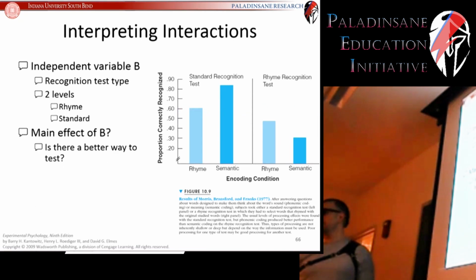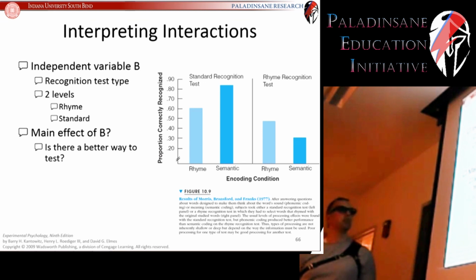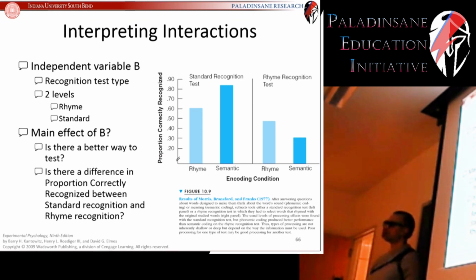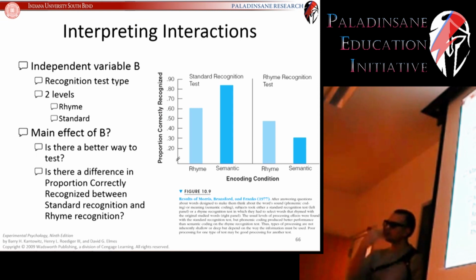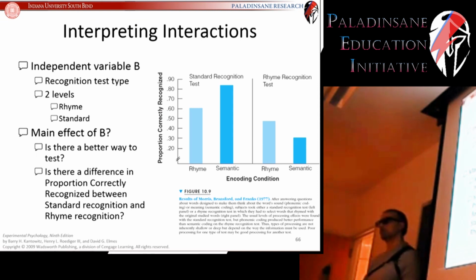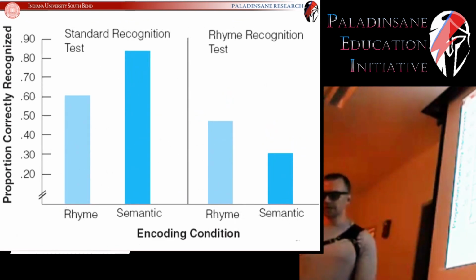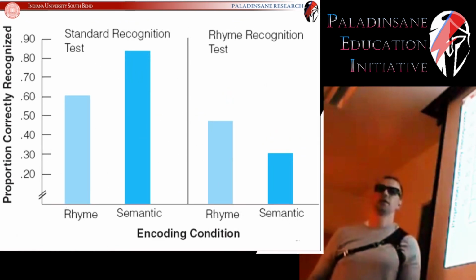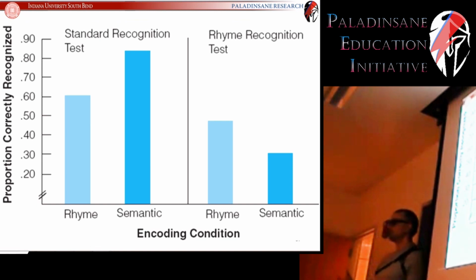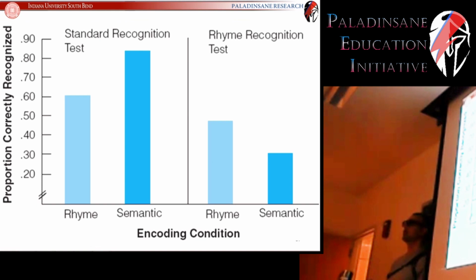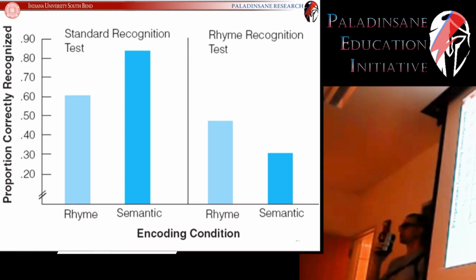Is there a better way to actually test? Were people superior in their recognition scores for one way of testing, the rhyming way of testing, versus the standard semantic way of testing? This one is a little bit more visually apparent. So anybody want to let me know which way of testing produced higher recognition scores?